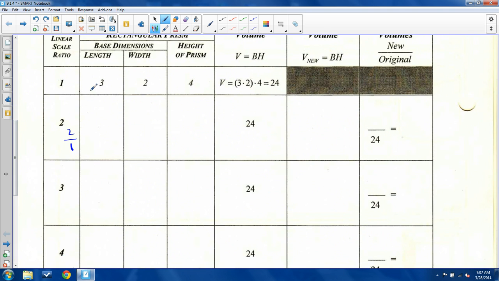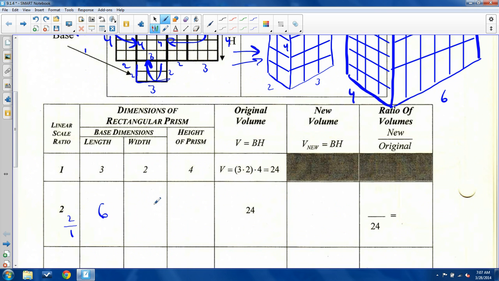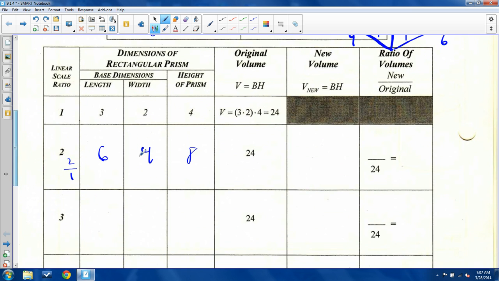If this is a 2-to-1 ratio, that means every length grew by 2, and we saw that before. This is 6, this is 4, and this is 8. Everything's twice as big. Now, the original volume was 24. I want you to keep in mind, the new volume is not twice as much, and you can't just assume that it is. We're going to see what it is in a second.